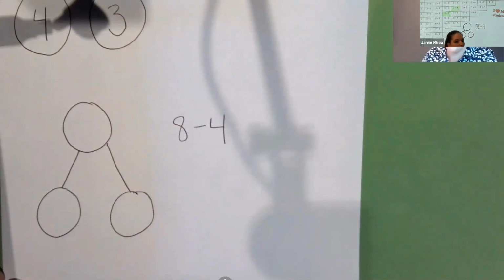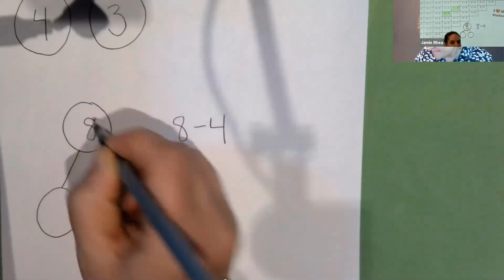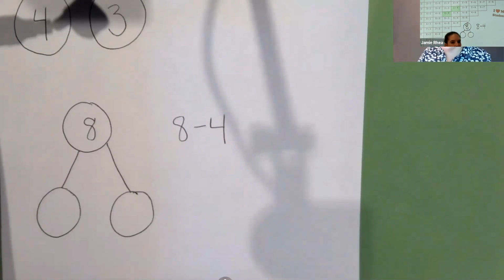I know that 8 is going to be my what? 8 is going to be my total because it comes first in a subtraction problem, 8 minus 4. What's the total? 8. What part do we know? We know the 4 because there's our 4.